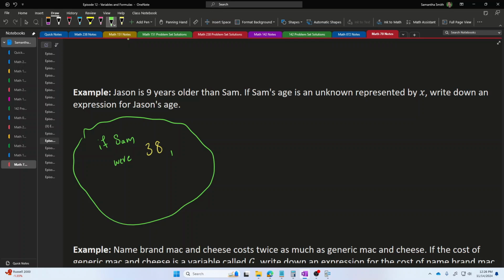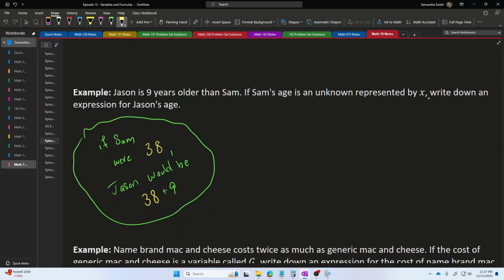If I were 38 and Jason is 9 years older than me, then I could find Jason's age by taking my age and increasing it by 9, right? 38 plus 9. That is the action that I would take to calculate Jason's age from mine if I knew what my age was, right?